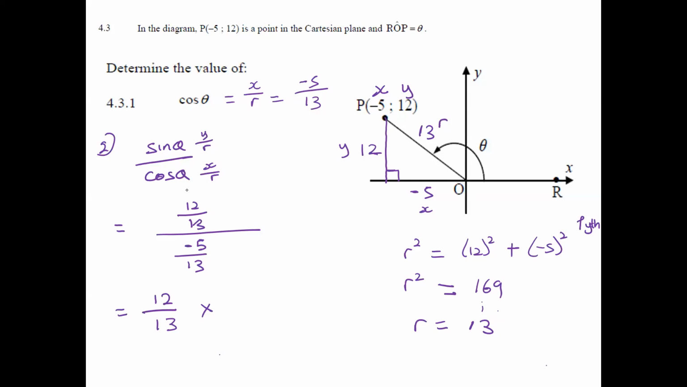Yes, sir. Okay, so the question I had was sine theta over cos theta, and I said sine is y over r, cos is x over r. And then we're taking it directly from the diagram. And a fraction divided by a fraction is 12 over 13, and then you multiply by the inverse, which will be 13 over -5. And your 13s will cancel off, and you're left with 12 over -5.